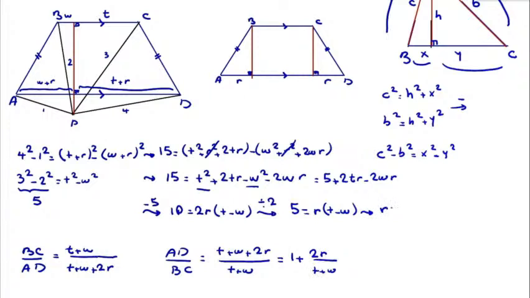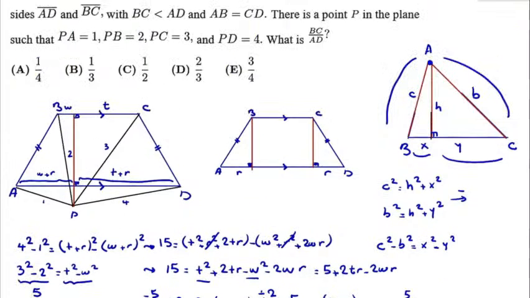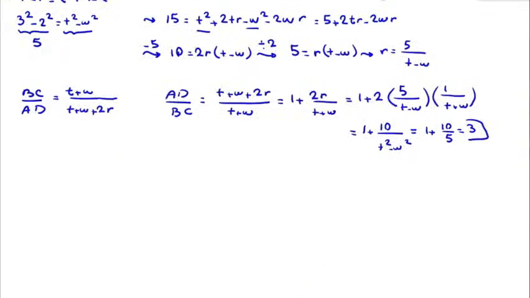R is what here? R is 5 over (t minus w) if you divide by t minus w. So it will be 1 plus 2 times 5 over (t minus w) times 1 over (t plus w). If we multiply, it will be 1 plus 10 over (t squared minus w squared). T squared minus w squared is 5. So it will be 1 plus 10 over 5. 10 over 5 is 2. 1 plus 2 is 3. So the answer of this is 3.